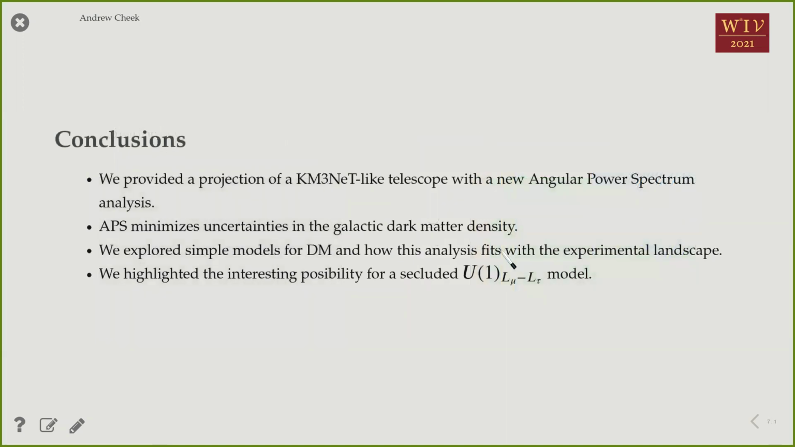So in conclusion, we provide projections of a KM3NeT-like telescope with a new angular power spectrum technique, and this APS allows you to minimize uncertainties when it comes to the galactic dark matter density. We explored some simple models for dark matter and saw how this analysis will fit in with the experimental landscape once it happens. But we also highlighted an interesting possibility for the secluded U(1) L mu minus L tau model, in which KM3NeT will be uniquely poised to make interesting statements about.